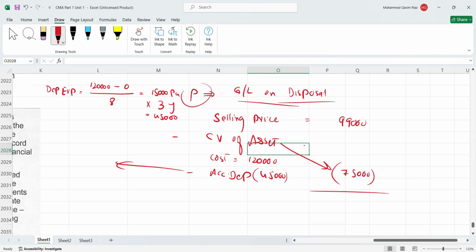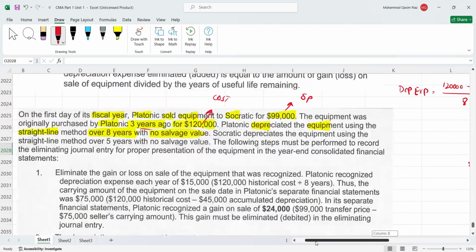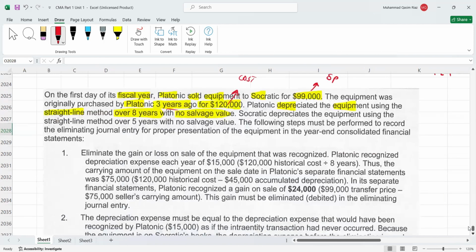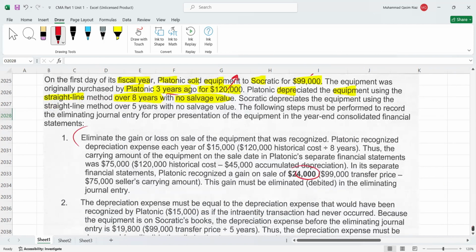Now the sale price is 99,000 and the carrying value of the asset sold by the parent is 75,000. So there is a gain, because the sale price is more than the carrying value. The gain is 24,000. We need to eliminate this gain first, because it's a gain on intra-company sale. I'm showing you this gain calculated here also, and you can go through this explanation.